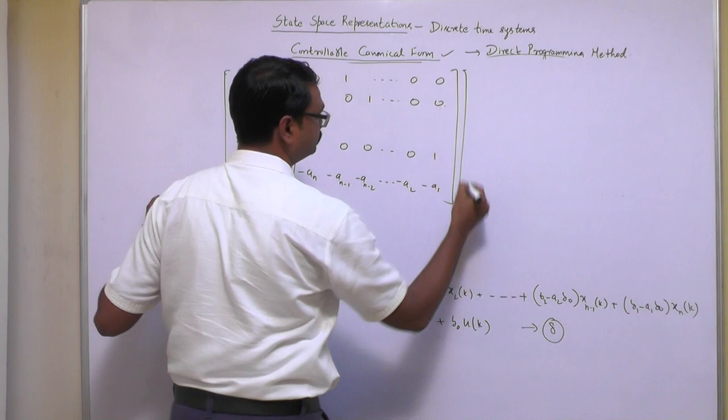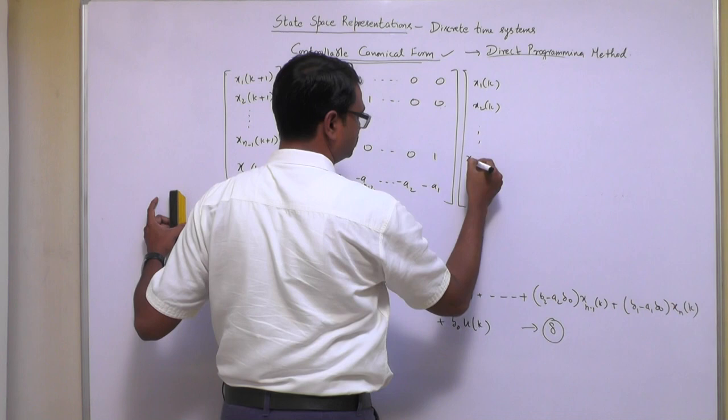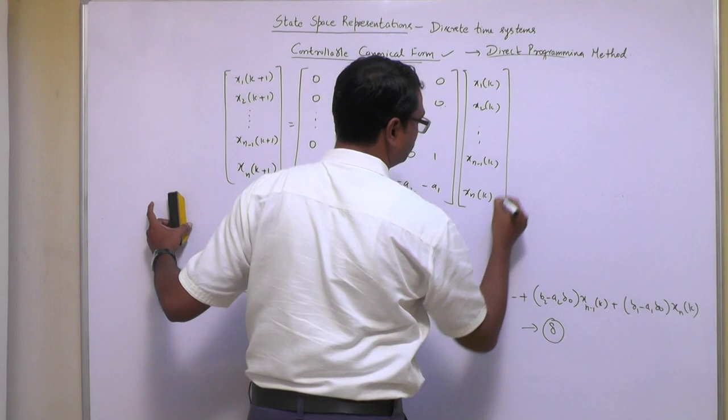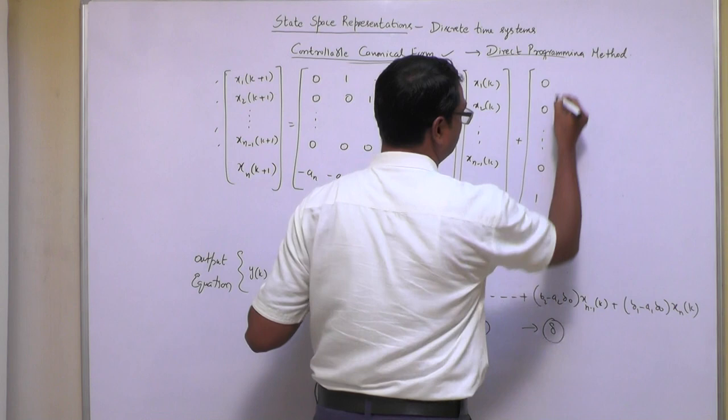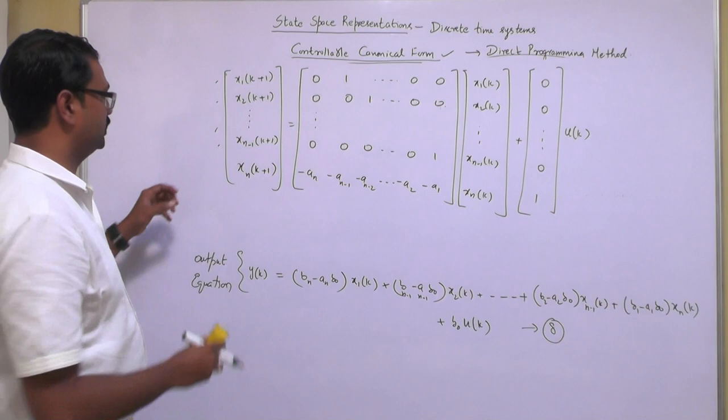x1(k), x2(k), x_{n-1}(k), x_n(k), plus, for every initial state variable, zeros with respect to the input, and only in the last equation you have u(k). So this is the state equation of the controllable canonical form.